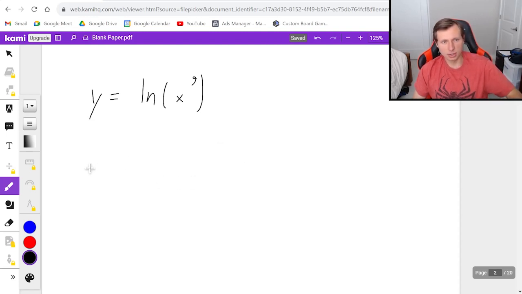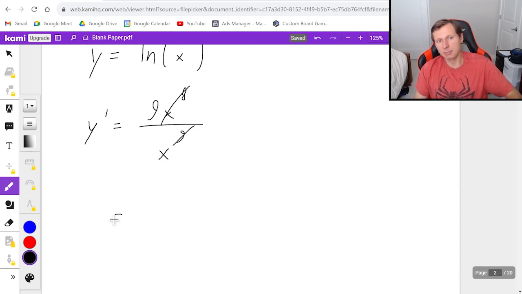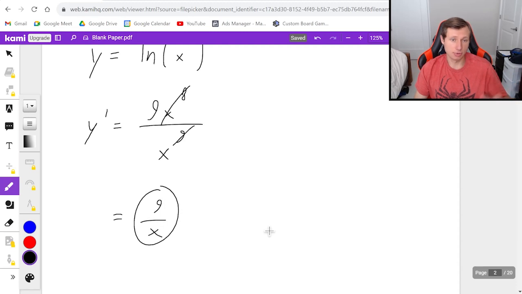Okay, so here's what we do. Y prime equals the derivative of x to the 9th, which is 9x to the 8th. That goes in the numerator. And in the denominator is x to the 9th. However, I'm not going to stop here because this simplifies. x to the 8th and x to the 9th cancel, leaving me with only an x in my denominator, meaning my final answer is 9 over x. That's it for that derivative.